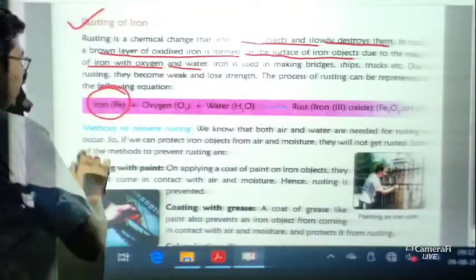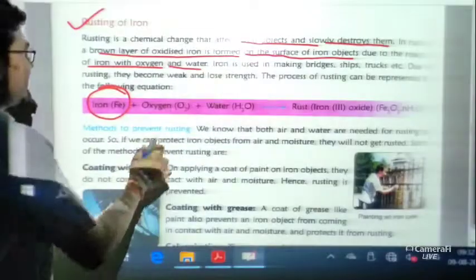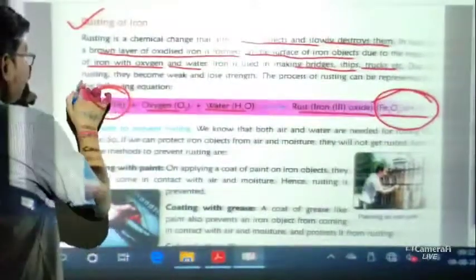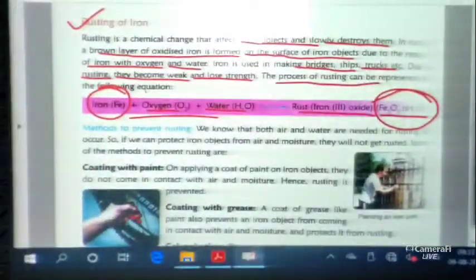When we put a piece of iron in open weather, it will react with oxygen and water, and it will create rust, or iron oxide, Fe2O3.nH2O. So this iron oxide is nothing but the rust. Now iron is used for making bridges, ships, trucks, etc. Due to rusting, they become weak and lose strength. The process of rusting can be represented by the following equation. So this is the equation of rusting.